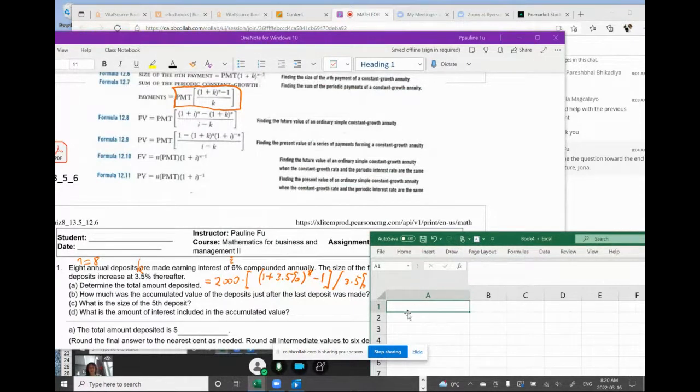So now I will do the calculation. So equal 2,000 times bracket, another bracket, 1 plus 3.5% raised to power 8 minus 1, closing bracket. Oops, messed up. So 2,000 times bracket 1 plus 3.5% raised to power 8 minus 1 closing bracket divided by 3.5%.